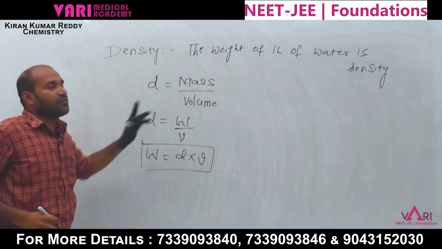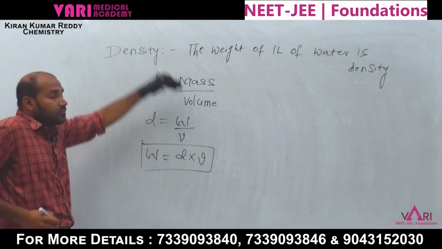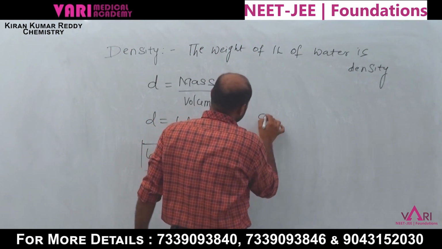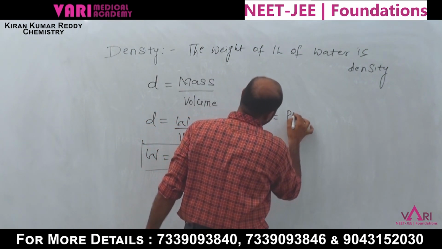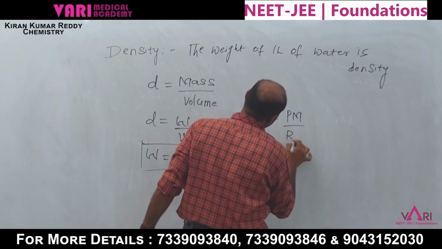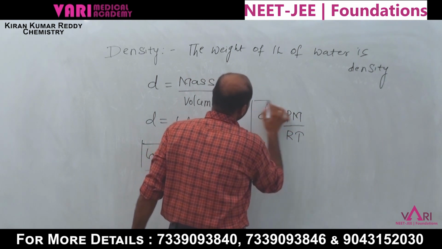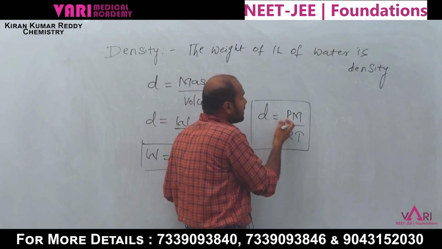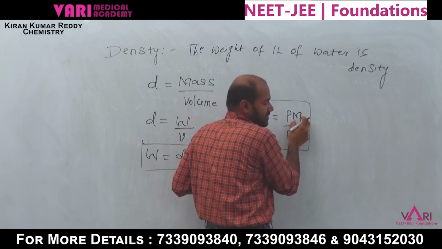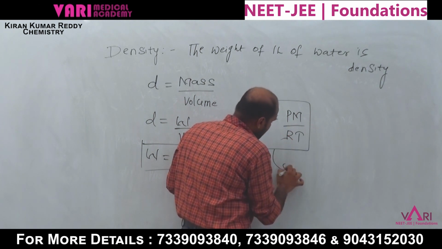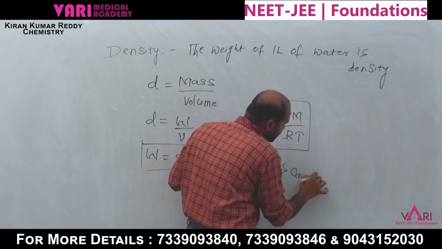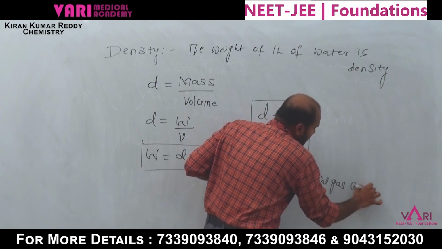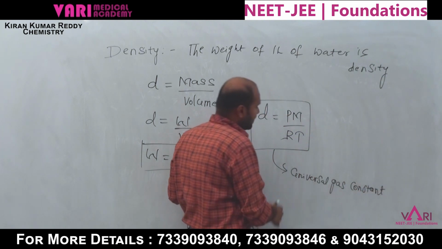Density is equal to mass by volume. If density increases, volume decreases. Remember. Next, absolute density D is equal to PM by RT. What is P here? Pressure. What is M? Molecular mass. What is R? R means universal gas constant.